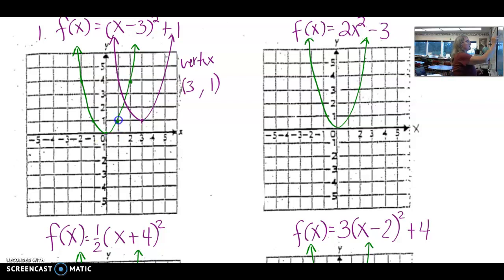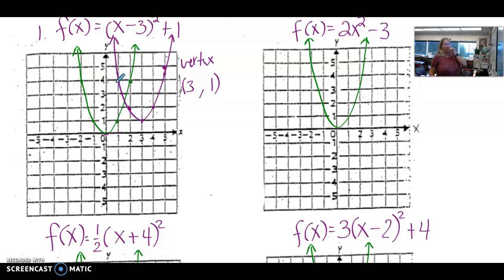I went over 1 and up 1. I'm going over 1 and up 1. Over 2 and up 4 to get to that point from the vertex. I'm going to go over 2 and up 1, 2, 3, 4. It's off a little bit, but hopefully you get that idea. And this would be over 1 and up 1, over 2 and up 4 in that direction.